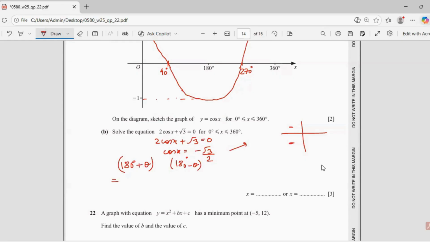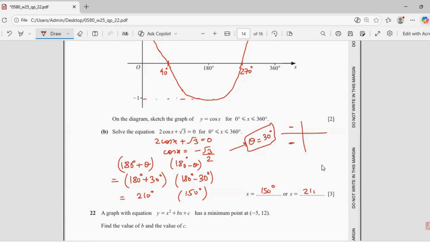That means theta, we can say, is 30 degrees. So cos 30 degrees is root 3 by 2. That means we have the two angles as 180 degrees plus 30 degrees and 180 degrees minus 30 degrees. This is equal to 210 degrees and this is equal to 150 degrees. So the answers are 150 degrees and 210 degrees.